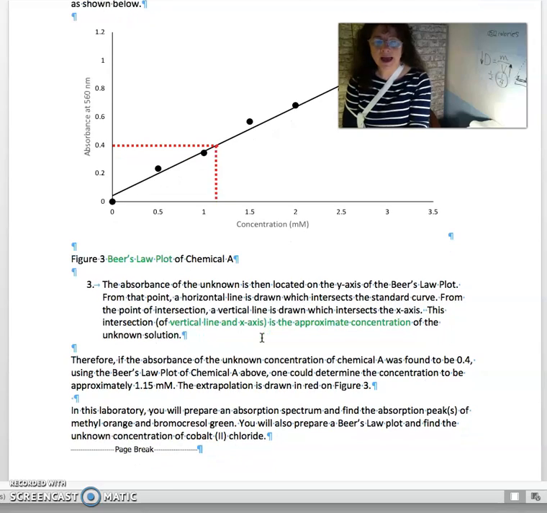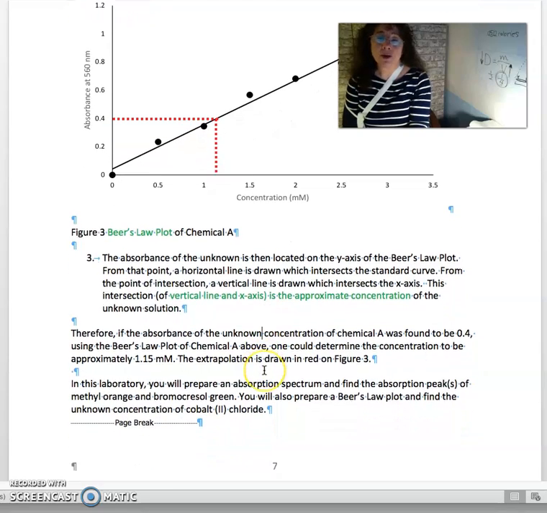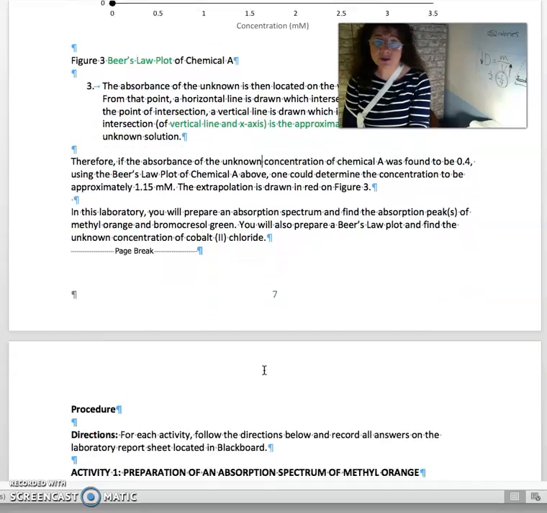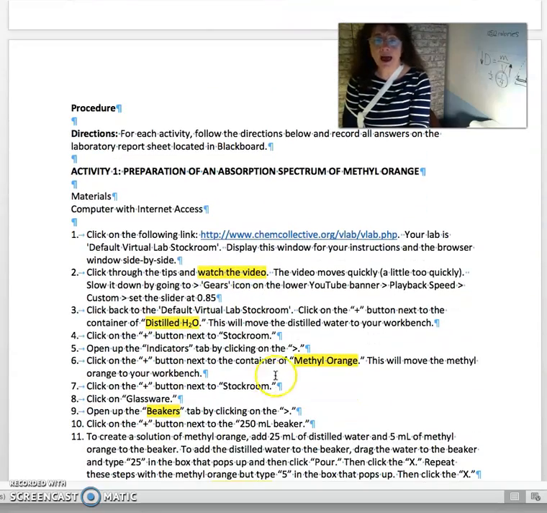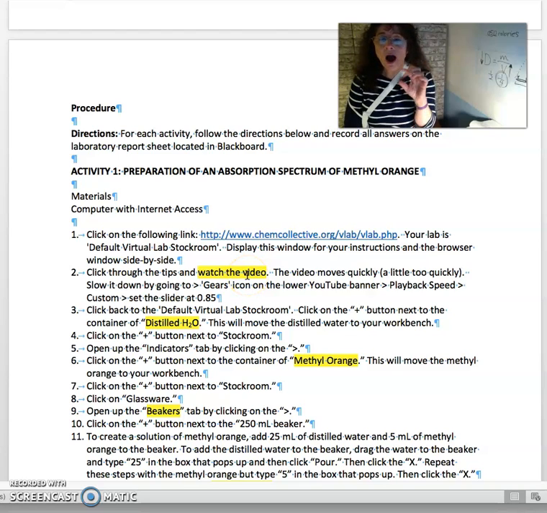When we look at your procedures for this lab, you will be doing this on a lab that is online for a simulation. It's a very nice simulation for activities 1 and 2. And when you go here, please watch the video. It will help you. It's a very fast video. I suggest you ratchet down the speed of the audio. I tell you how to do that in number 2 here.